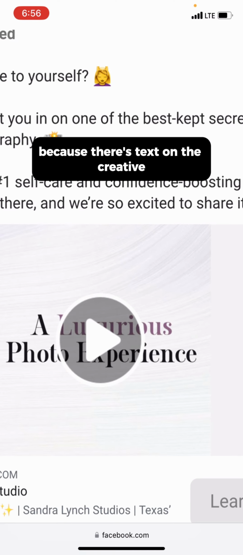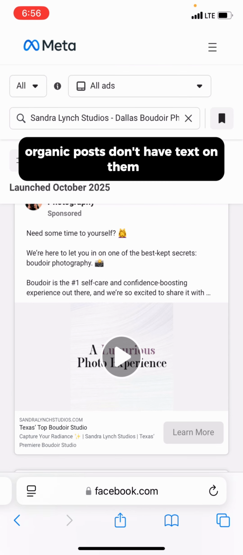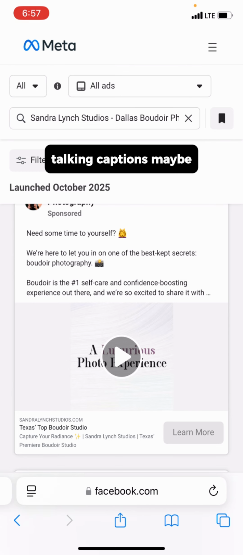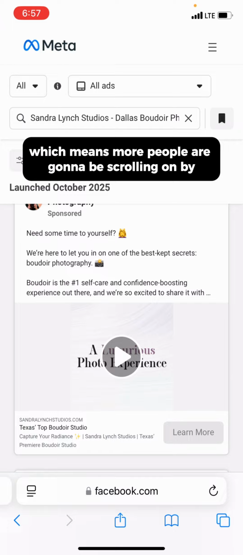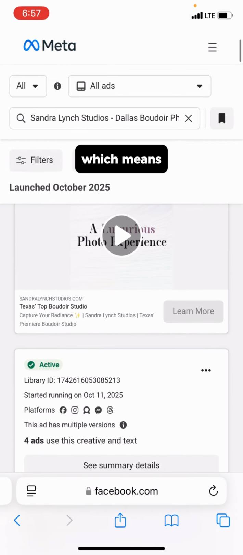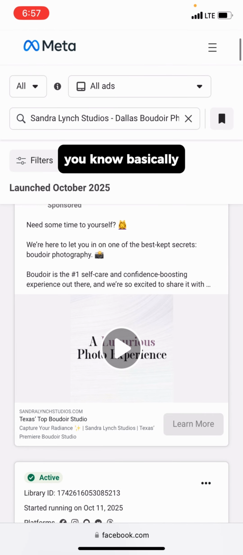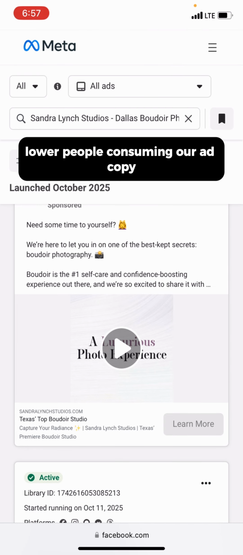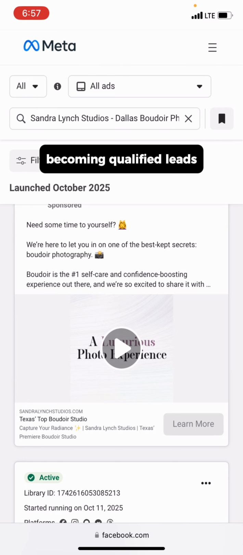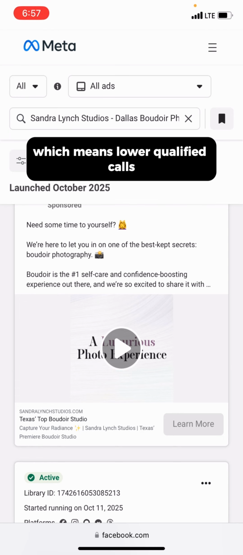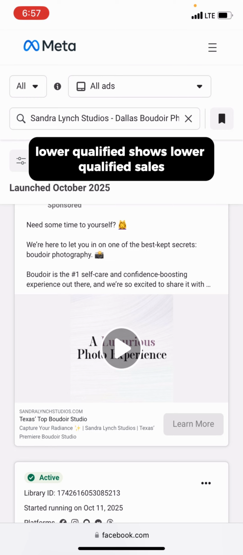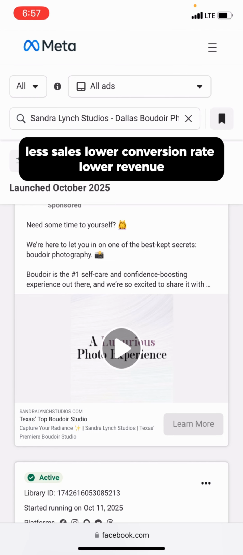Basically, is there text on the creative? Yep, we've got text on the creative. Organic posts don't have text on them, only maybe talking captions. So this makes it look like an ad, which means more people are going to be scrolling on by, which means basically lower initial ad metrics, fewer people consuming our ad copy, fewer people coming in pre-qualified and becoming qualified leads, which means lower qualified calls, lower qualified shows, lower qualified sales, less sales, lower conversion rate, lower revenue. Ad data goes back into the Meta ad algorithm.